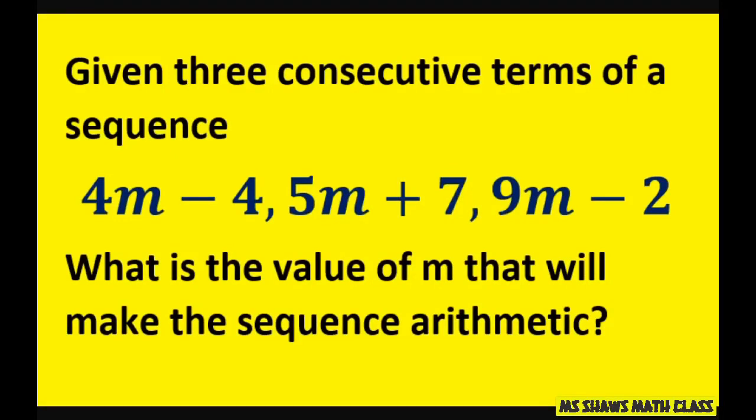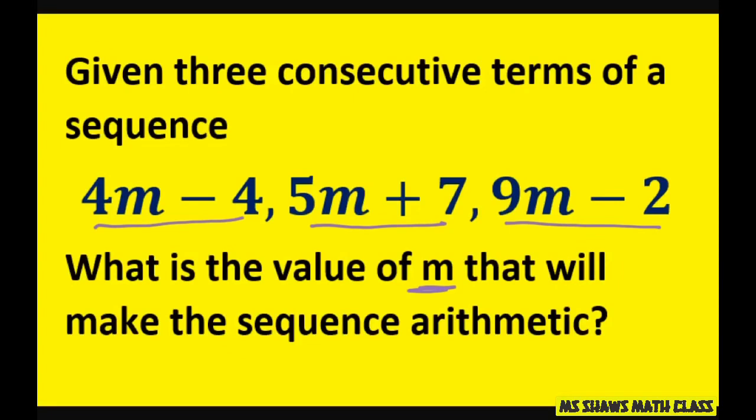Everyone. Given three consecutive terms of a sequence, 4m minus 4, 5m plus 7, and 9m minus 2, we're going to find the value of m that will make this sequence arithmetic.